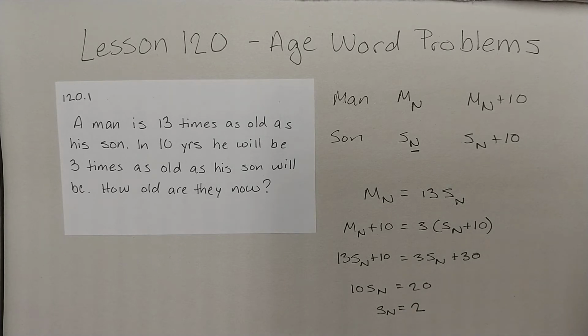Alright, so the son's age is 2. Go back to this equation. That means the man's age now is 26. And that's going to be your answer.